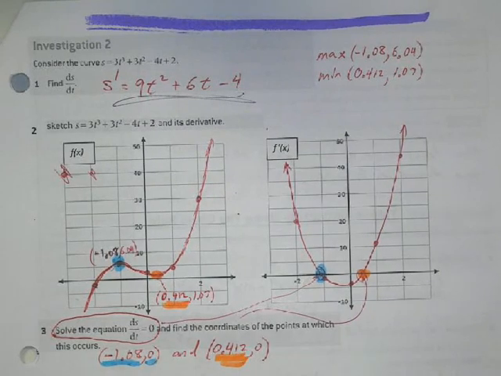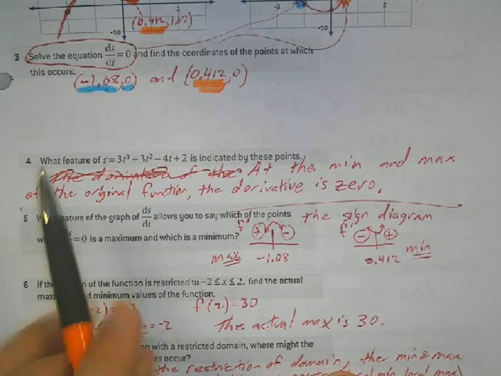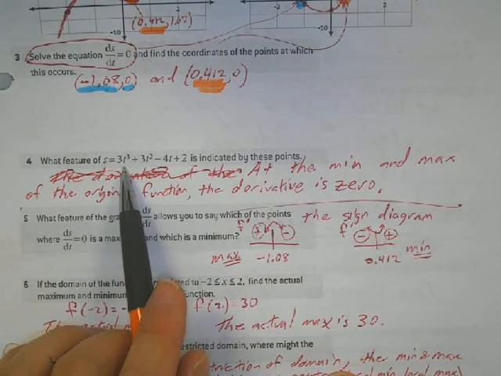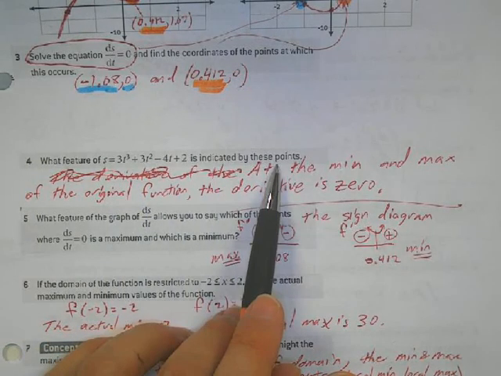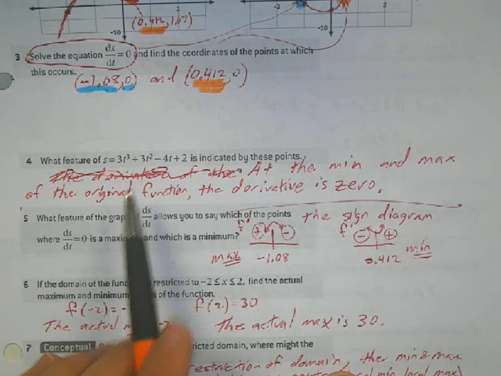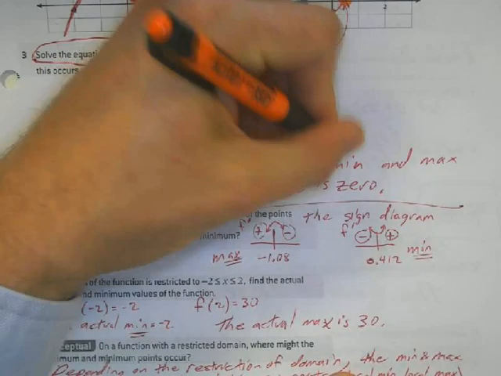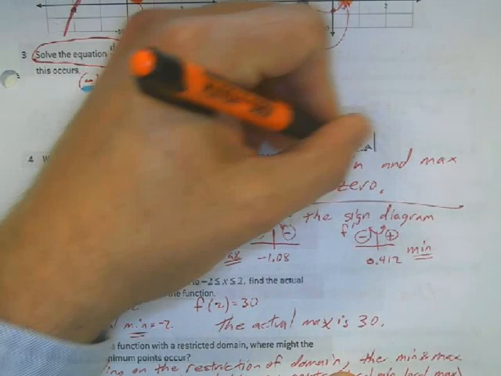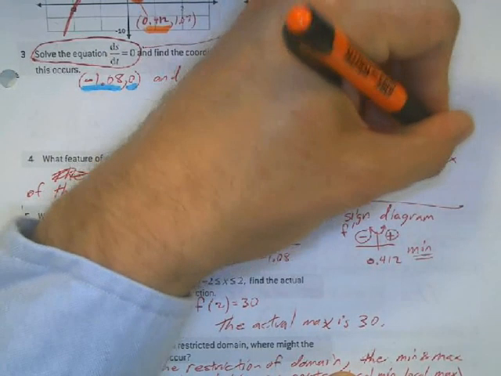Okay, so the important features that you should get to know is, if I've got my function, there is a minimum and a maximum, and I would call these a local minimum and a local maximum.